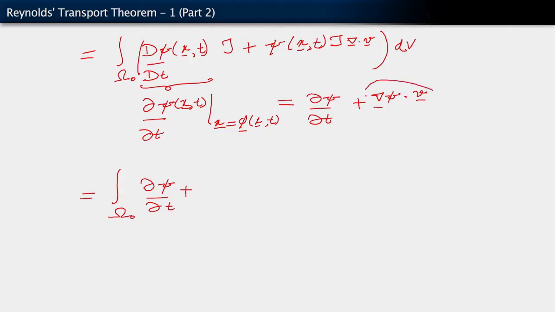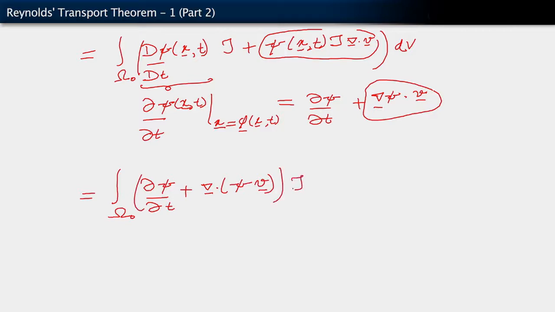This term is multiplied by j, right? And then we have this term here. Both of those can be combined to write the divergence of psi v, all of this multiplied by j dV, all right?